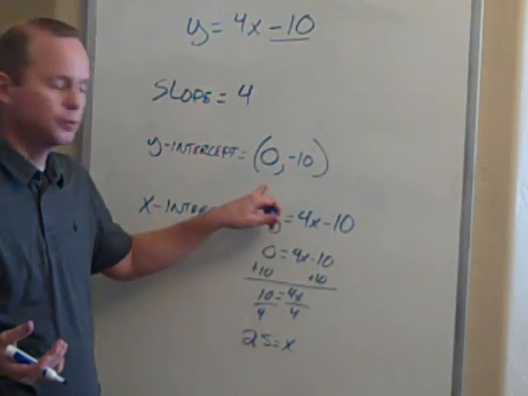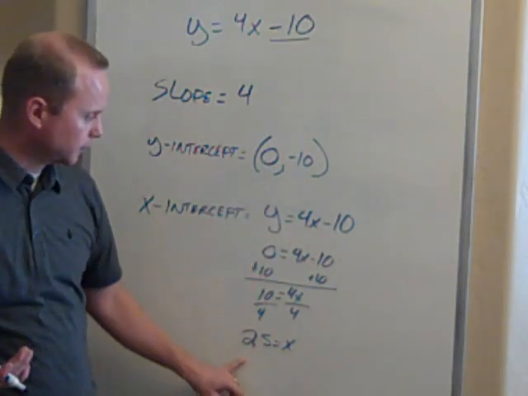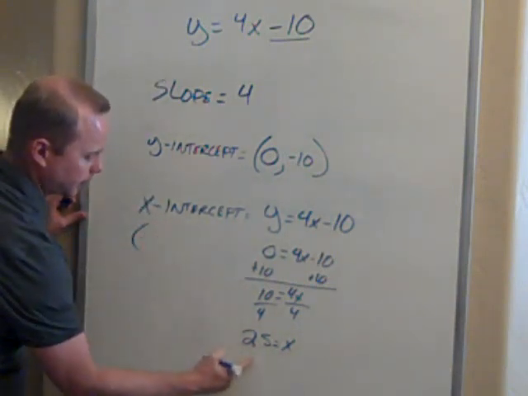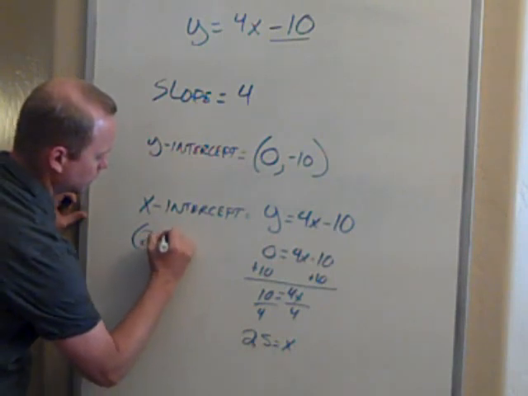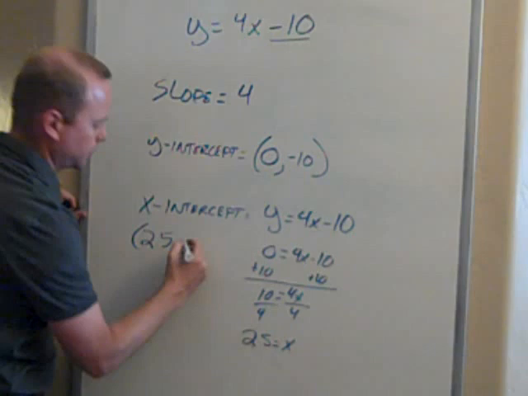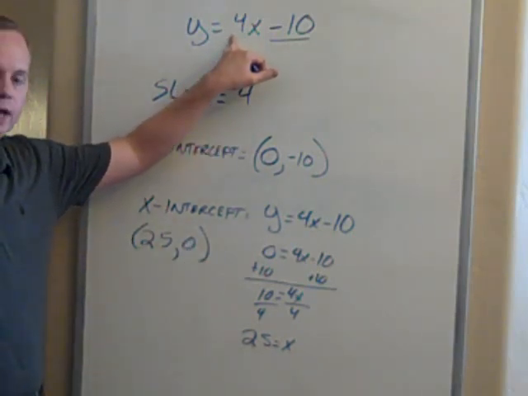ordered pair, just like we did for the y-intercept. So I know that my y value on this one is 0, and I know my x value is 2.5. So right here is my x-intercept. I'm going to go ahead and write that one. I've got 2.5, comma, and my y value on this one is 0. 2.5 comma 0.